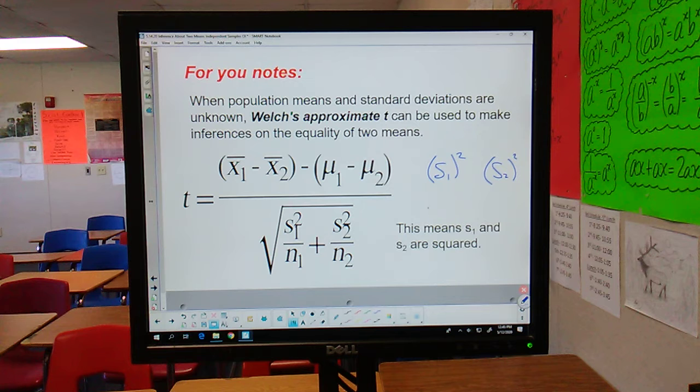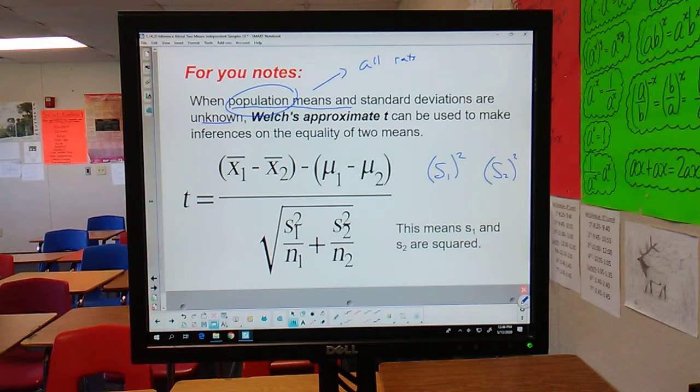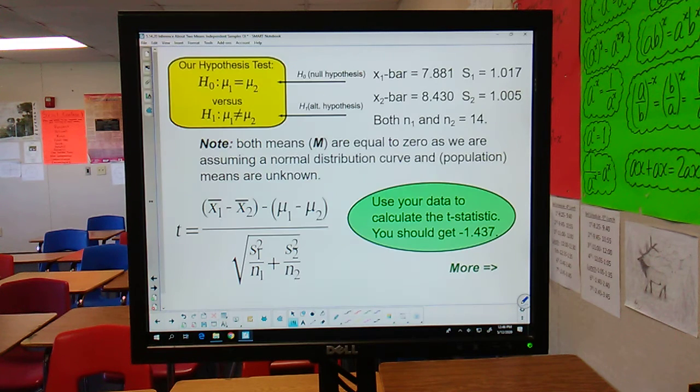All right. And it says up here, by the way, when the population means and standard deviations are unknown, why would the population mean be unknown? Because we've never sent all rats into space, okay, the entire population of rats into space with these conditions. And we couldn't. So it's unknown. All we can rely on is samples here. So when that's the case, we're using Welch's approximation or approximate T.